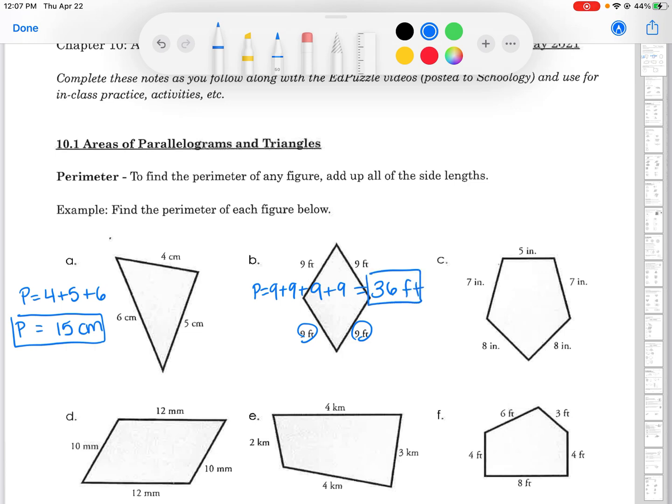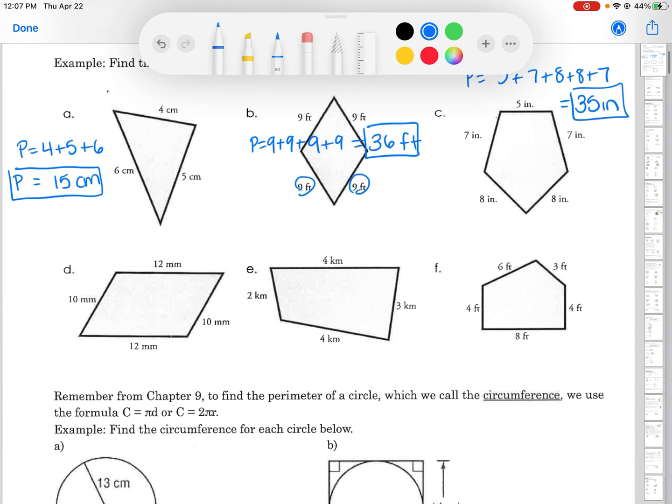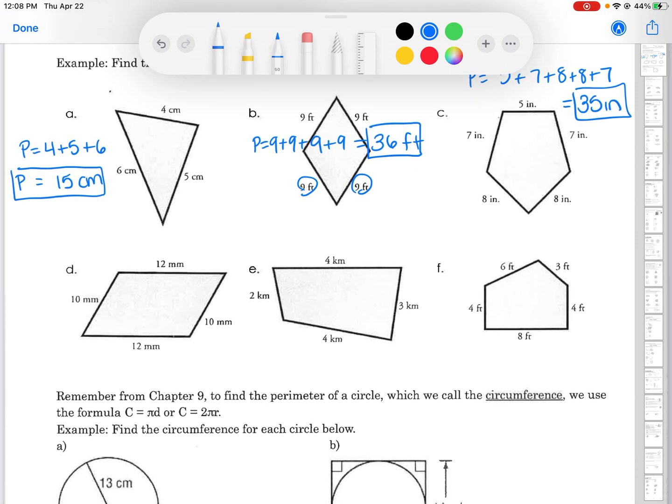All right, for the next one, again, we're just going to add them all up. So my perimeter is going to be 5 plus 7 plus 8 plus 8 plus 7, so that's going to give me 35 inches. For the next shape, we have a parallelogram here, it appears. So our perimeter is 10 plus 12 plus 10 plus 12, and that's going to give us 44 millimeters.